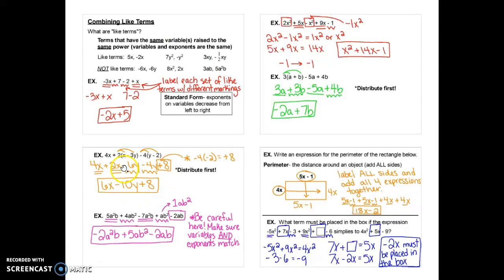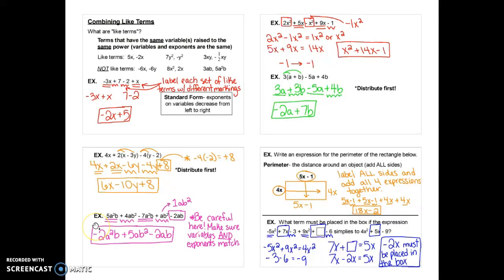If you are unsure when it comes to those negatives, do not guess. Use your calculator. -6 minus 4 is a -10y. And then our final term is this positive 8, which is our constant. It doesn't have any other like terms, which is fine. You just have to remember to carry that down to your final answer. So now my final answer is 6x minus 10y plus 8.